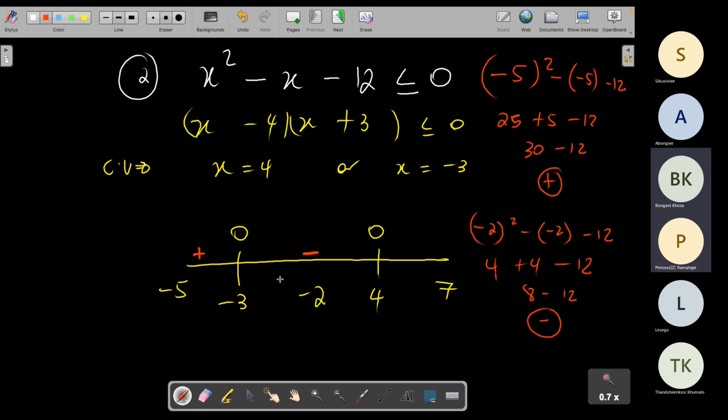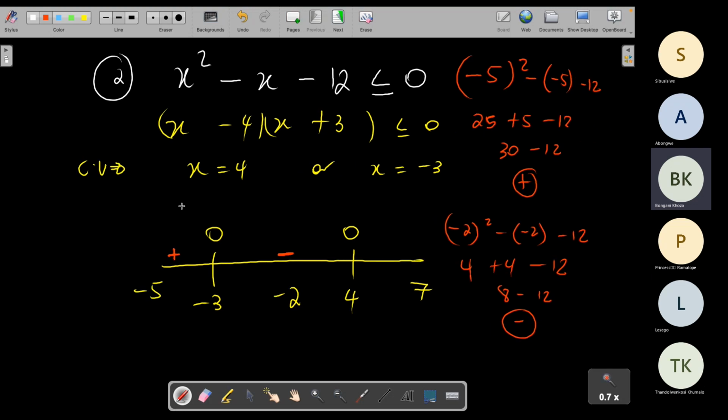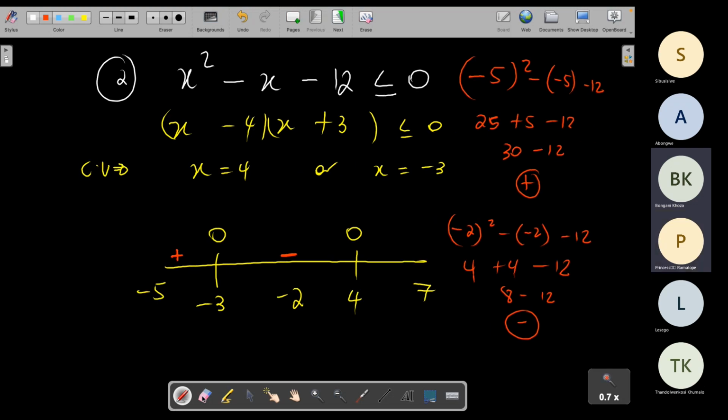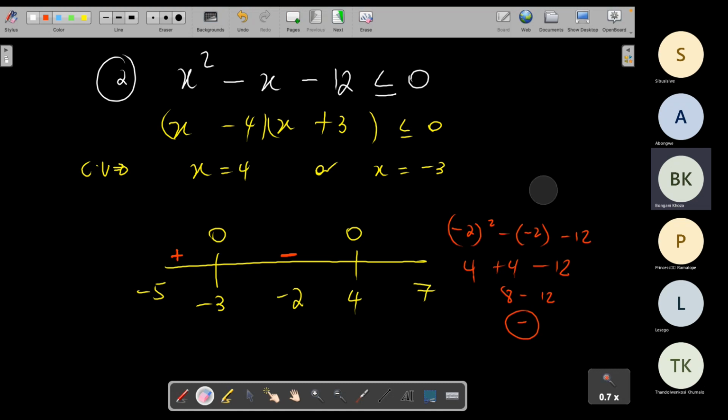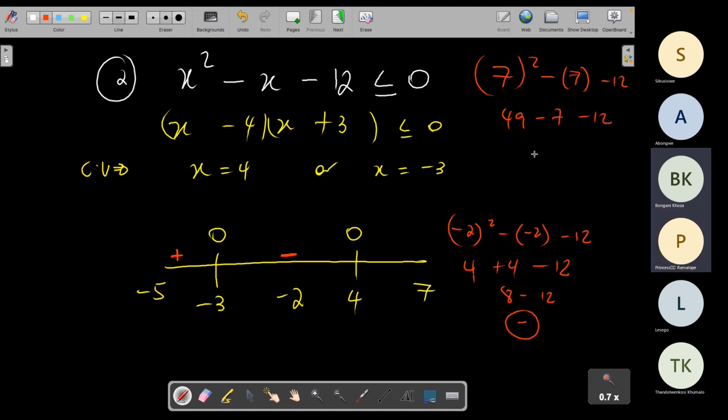And then from there, we're using 7. I also got positive there. You got positive, okay? Let's just plug it in fast. So using 7, we're going to have 7 squared minus 7 minus 12. So this is 49 minus 7. So this is 42 minus 12. This is a positive number. So we have positive over there.